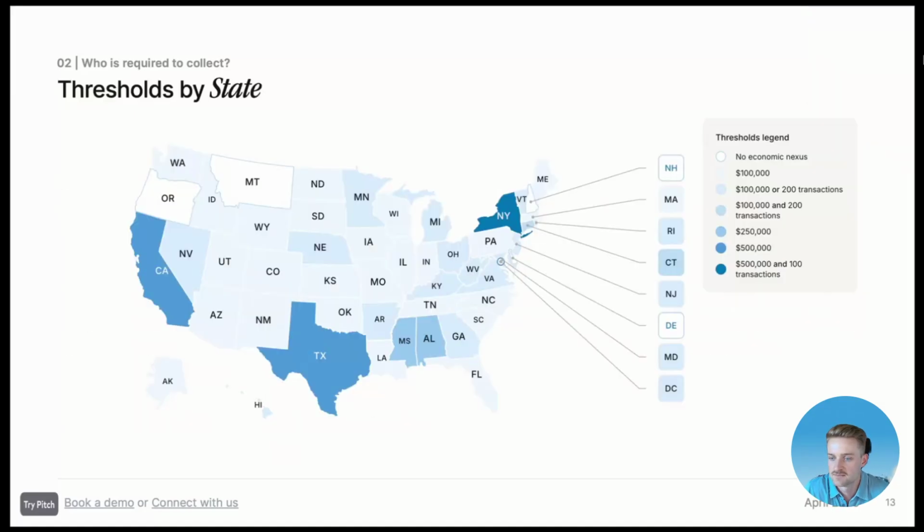Let's go ahead and proceed. Here we have a map of all of the thresholds by state. You can see a lot of the states have a threshold of $100,000. Some of them have an additional threshold, where you must exceed both $100,000 in sales and 200 transactions, and some have $100,000 or 200 transactions. So in the "or" states, you have to exceed either the $100,000 threshold or the 200 transaction threshold. And in the "and" states, you have to exceed both of those in order to be obligated to get registered.